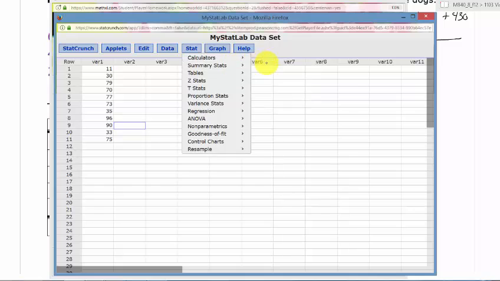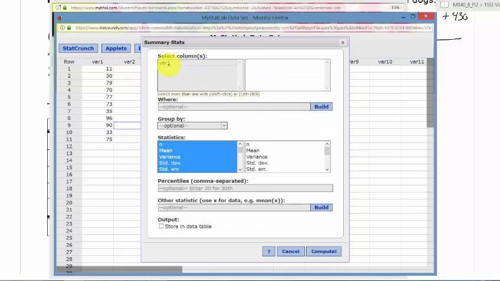Under Summary Statistics, this one's a little bit strange, but we want to do the columns. So this is a column. A row would be going across. So this is a column of data, so we want to click on that. And then you click on the column that you want to get the summary statistics for.